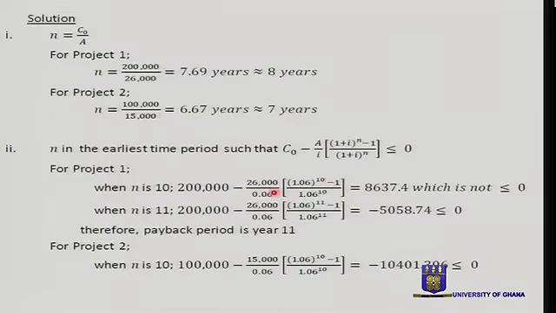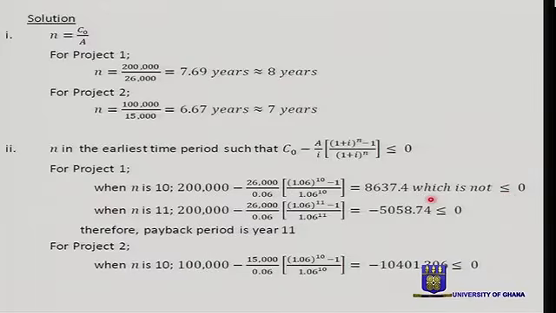Now, when I do it for period 10, I take my 200,000 minus, and I substitute all the values into this expression. So my A is 26,000, divided by 0.06, and then 1.06 to the power 10, because I'm starting in year 10. What I have here is 8,637.4, which even at year 10 is still not less than or equal to 0.